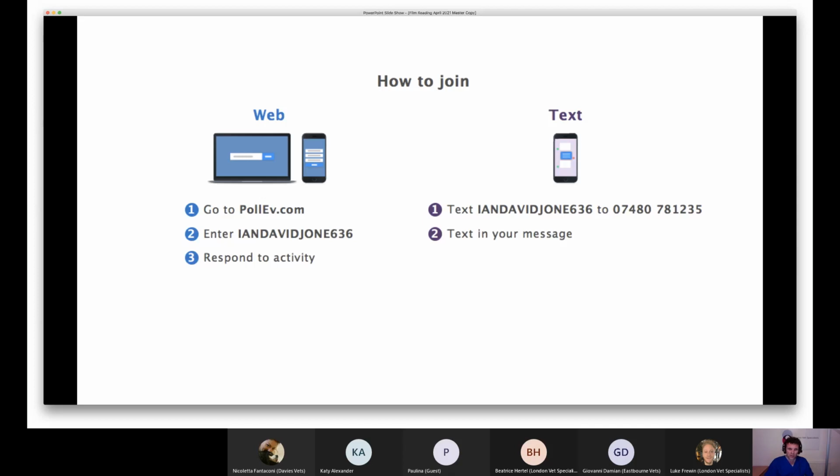The other way to get involved is to use our interactive Poll Everywhere software, and you can do that by logging in at pollev.com and entering my username, which is Ian David Joni 636. I didn't have enough room for the S to make it Jones, and what will happen is at various points during the presentation some questions will appear. You need to submit your response, and hopefully the responses will appear in the presentation.